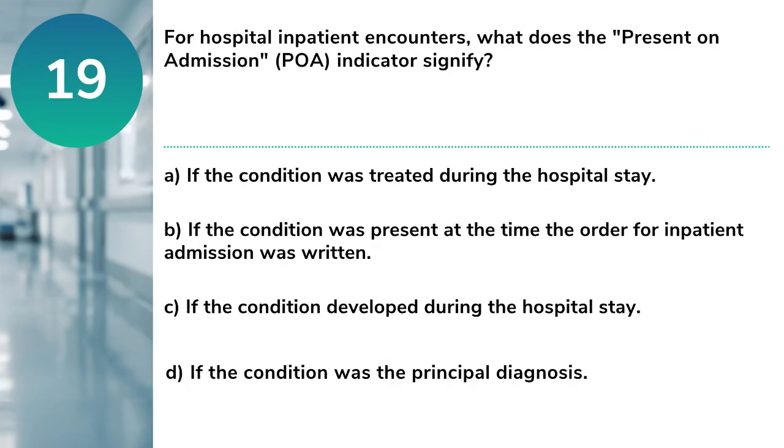Question 19. For hospital inpatient encounters, what does the present on admission, POA, indicator signify? A. If the condition was treated during the hospital stay. B. If the condition was present at the time the order for inpatient admission was written. C. If the condition developed during the hospital stay. D. If the condition was the principal diagnosis.